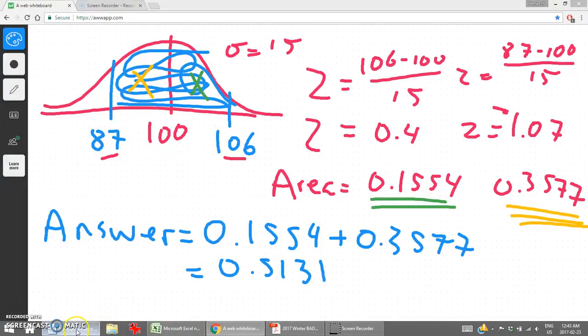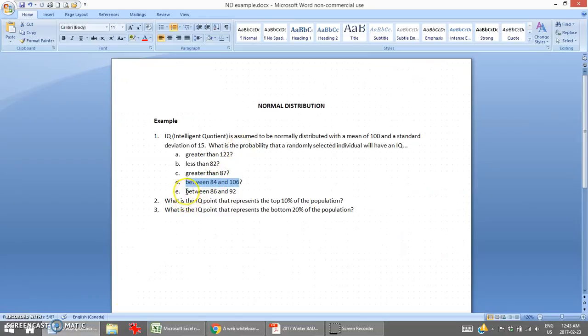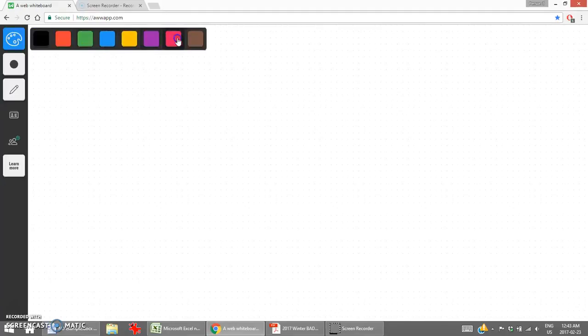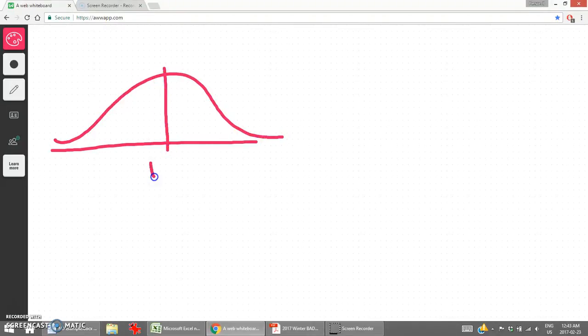The second part of the question that we will work on is similar. Part E states the probability of finding an individual with an IQ between 86 and 92. So let's go back to our drawing board. Let's erase this. We want to know the probability that it is between 86 and 92. I'm going to draw this a little bigger. There is our normal distribution, has an IQ of 100. Standard deviation of 15.